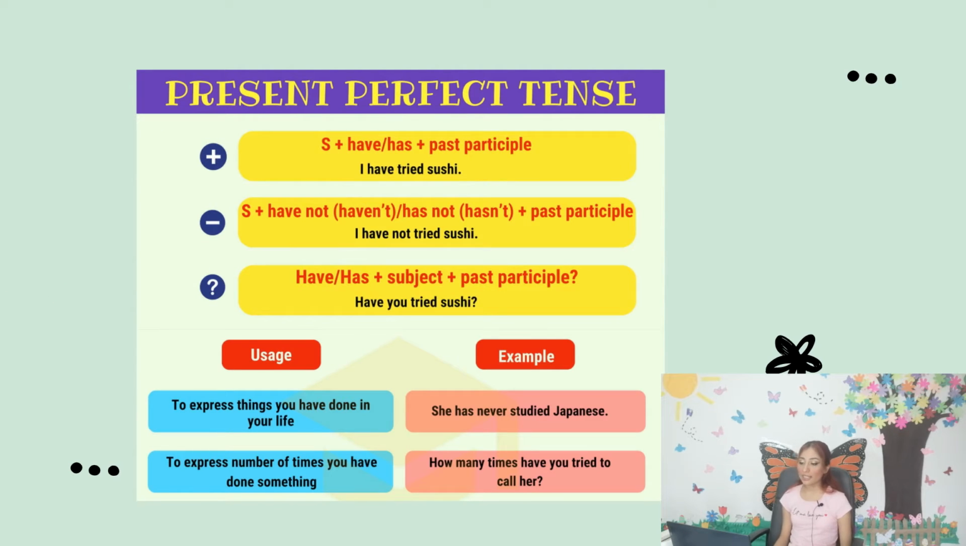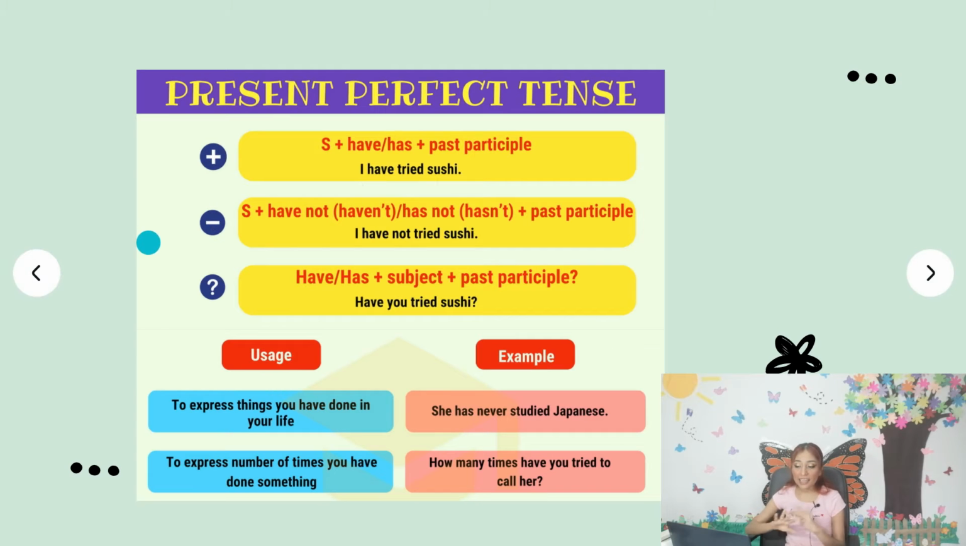And so let's check the next chart. So the structure is something like this. You always start a positive sentence by the subject. Then you need to write have or has. Has is just for he, she, or it. And the past participle. For example, I have tried sushi. We start with the subject, then we write have, because depending on the subject, remember. And then we're gonna write the past participle verb. Tried, past participle, tried, okay?